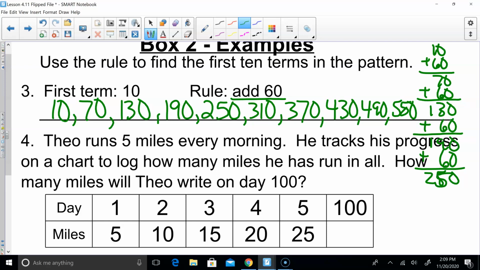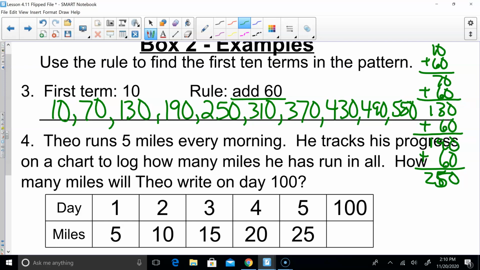Sometimes you might see things in a chart and be able to figure out from this chart what that pattern is and figure out to answer a question. So for example, Theo runs 5 miles every morning. He tracks his progress on a chart to log how many miles he has run in all. How many miles will Theo write on day 100? So we have to look to figure out where's the pattern here. What is the pattern? Well, day 1, he has 5 miles, all right? So day 2, he has 10 miles. And day 3, he has 15. Day 4, he has 20. Day 5, he has 25. So what would he have on day 100?